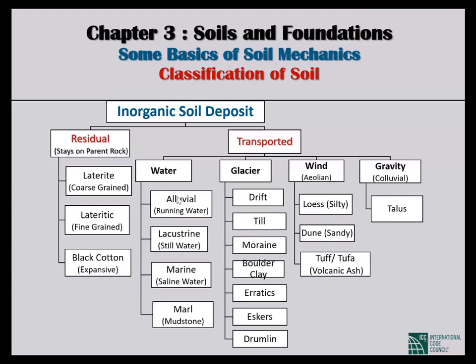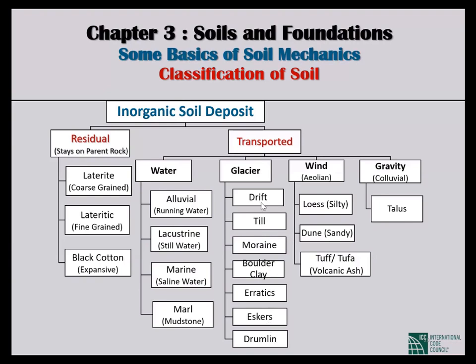Very quickly, water transported soils: alluvial soil, lacustrine soil, marine soil, and marl. These are the prominent soils. Some other soils are also there. Alluvial soil is actually deposited in running water conditions. For example, if it is deposited under a river bed, we call it alluvial soil. If it is still water, then we call it lacustrine soil. Similarly, in saline water, we call it marine soil, marl. We also have some glacier transported soil.